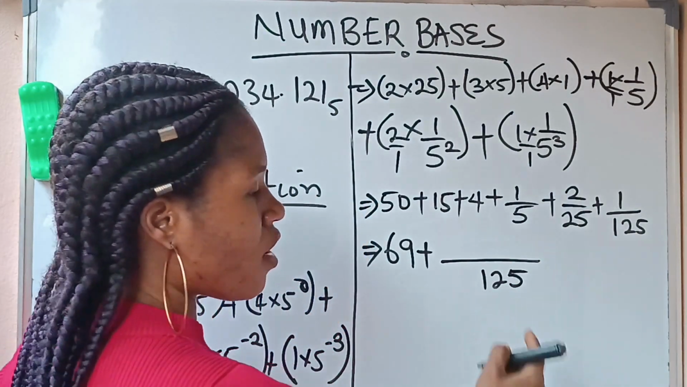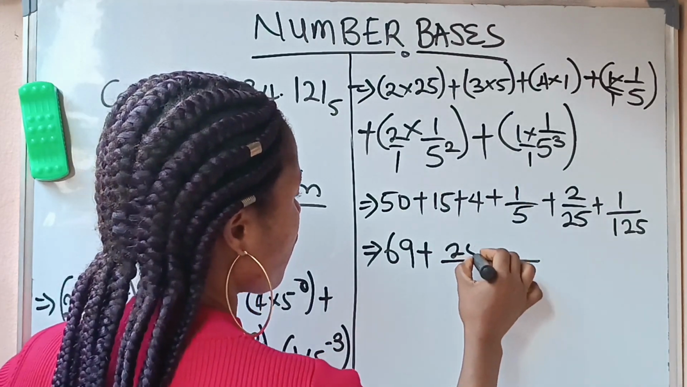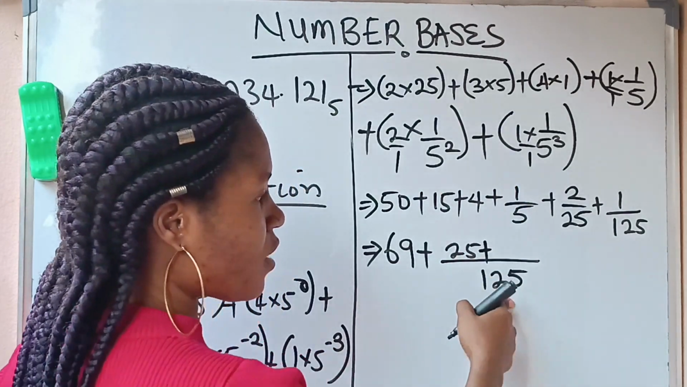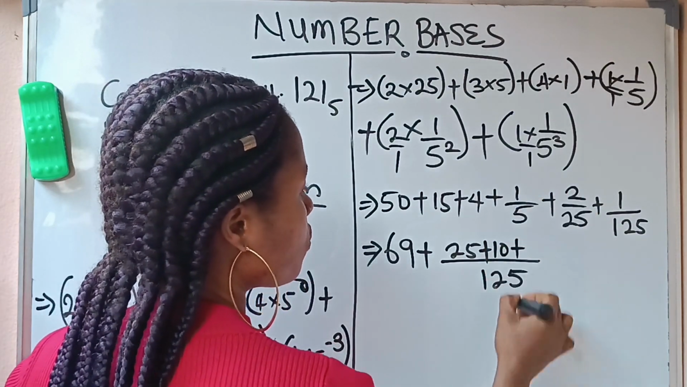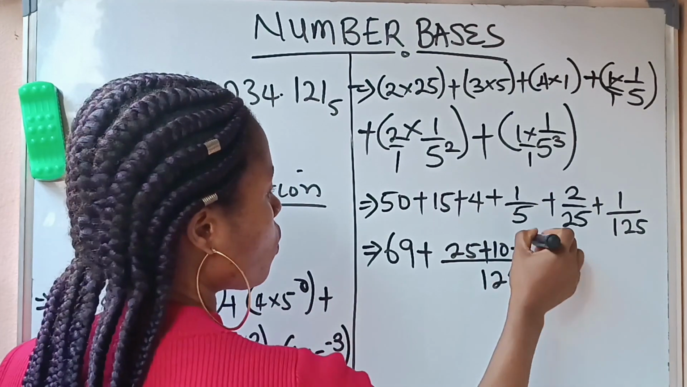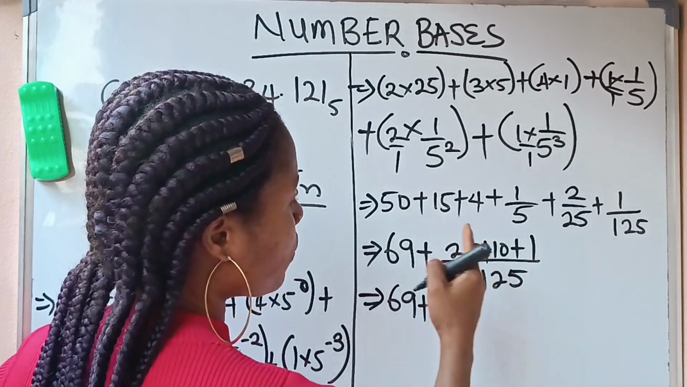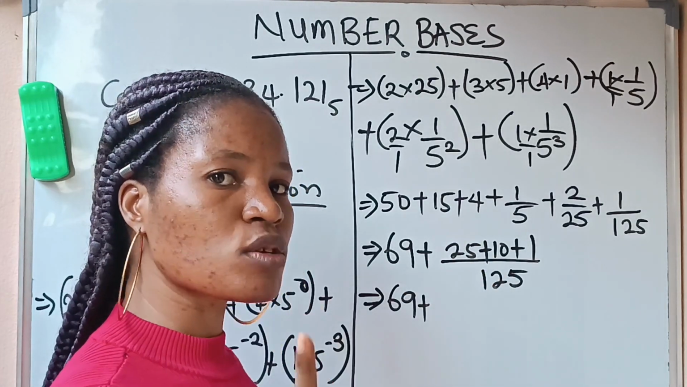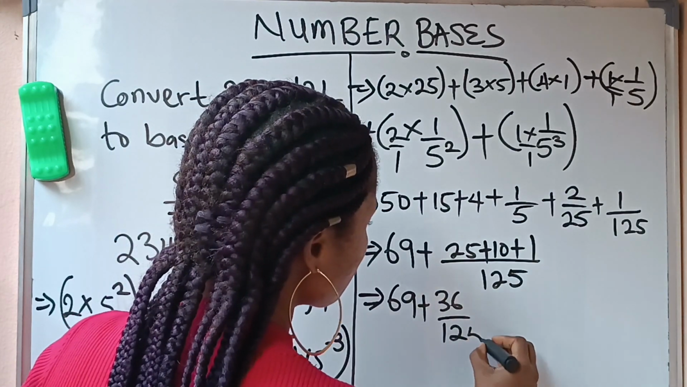125 divided by 5 will give you 25. 25 times 1 will give you 25. Plus 125 divided by 25 will give you 5. 5 times 2 will give you 10. Plus 125 divided by 125 will give you 1. 1 times 1 will give you 1. So we have 25 plus 10 is 35. Plus 1 is 36. So you have 36 over 125.